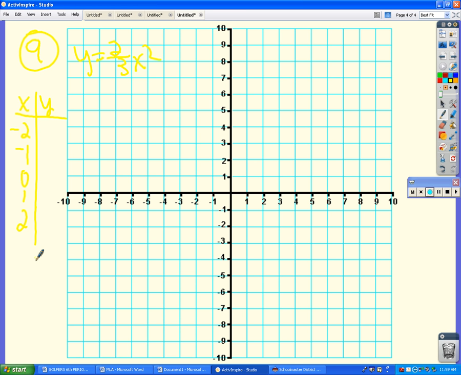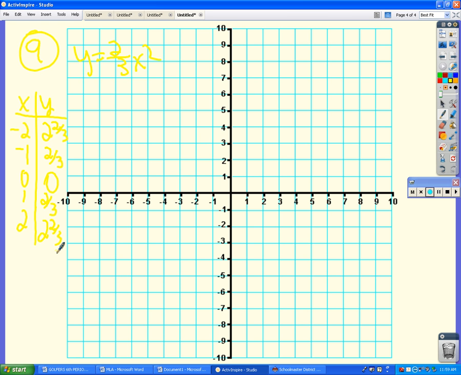So if I plug -2 in there, -2 squared is 4, and then 4 times 2/3 is 2 2/3. Okay. Then if I plug -1 into there, -1 squared is 1 times 2/3 is 2/3. If I plug 0 in there, what do I get? 0. Good. And then since it's a parabola, it's going to loop back around. There's a symmetry involved here. So if I plug 1 into there, then I get 2/3 again. And if I plug 2 into there, I get 2 2/3 again.